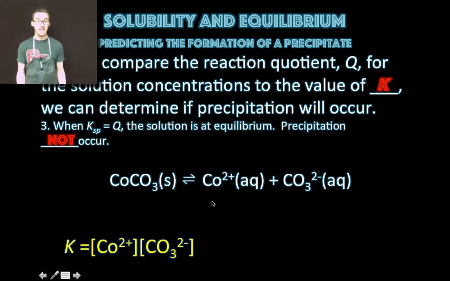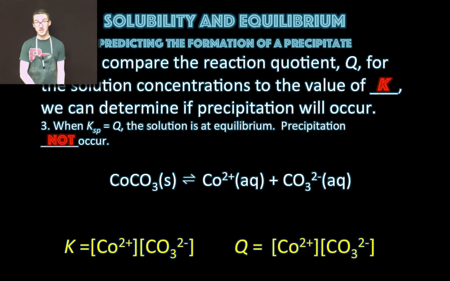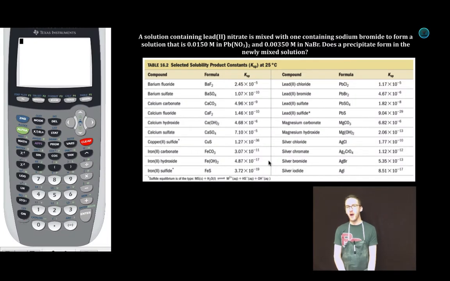And then finally, if K is equal to Q, you're at equilibrium. Precipitation is not going to occur. The rate of formation of solid is already equal to the rate of formation of ions. There's going to be no shifting of our equilibrium. Equal. One more problem related to solubility and equilibrium.